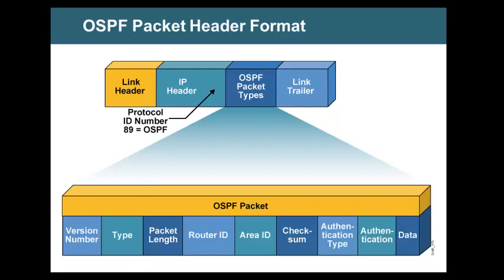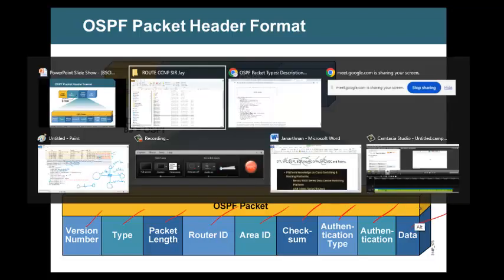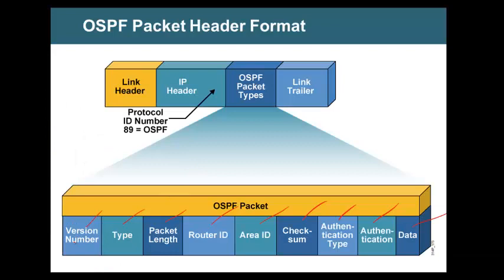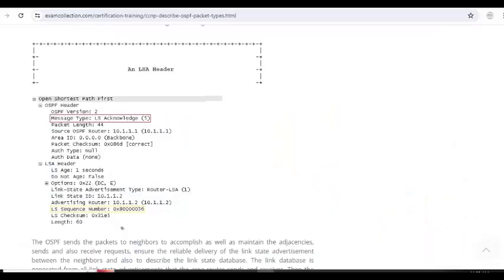And then router ID. You see the router ID here. 10.1.1.1 is the router ID. Next, area ID. It belongs to area 0. You see backbone area ID. And then you see checksum value. And then authentication type, authentication string. See, authentication type is null. Authentication data is also none. And this is the payload of OSPF. This is the data of OSPF.